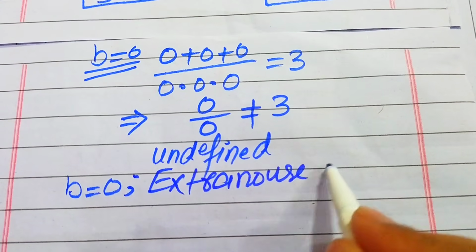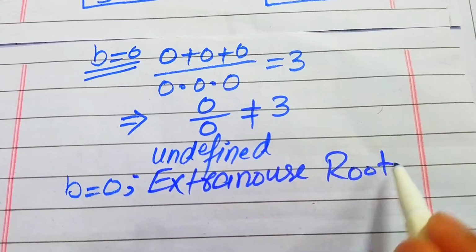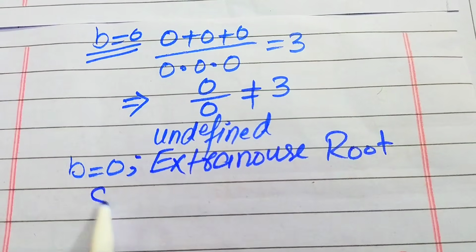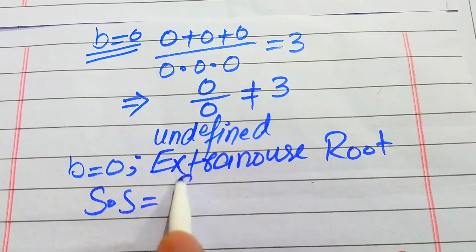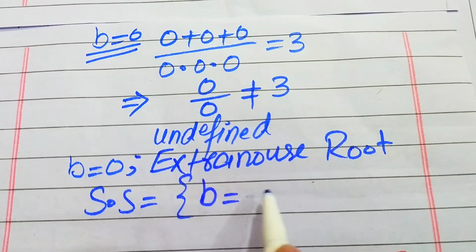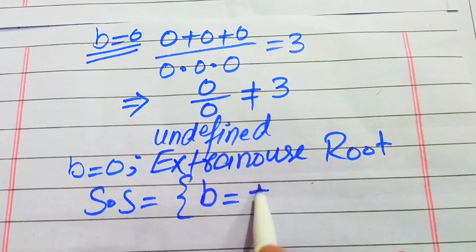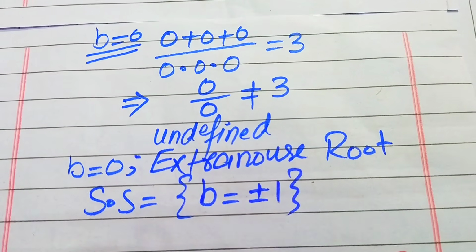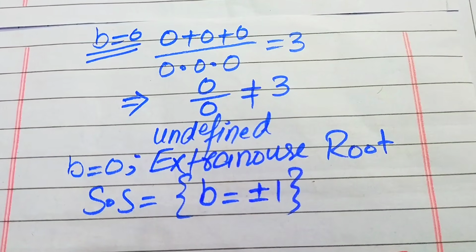the given equation. So here finally we have the solution set of this problem, which we get from the first method, that b equals plus minus 1. This is our final answer which we get from the first method.